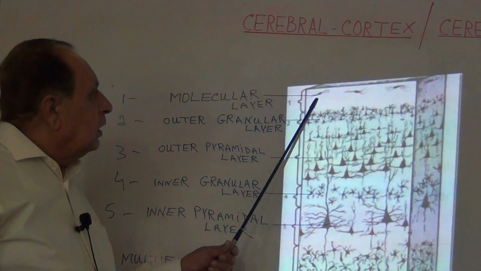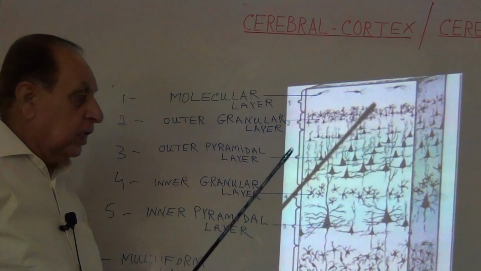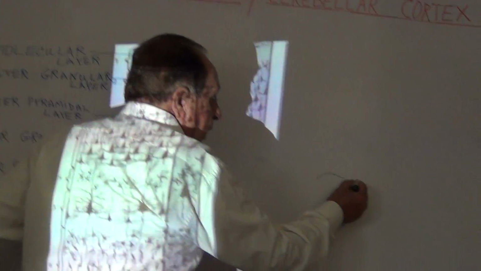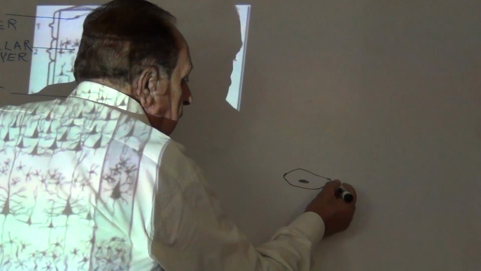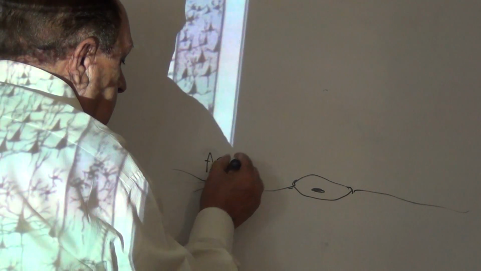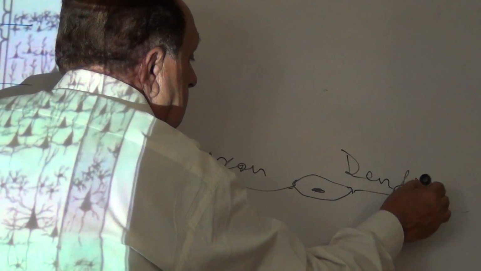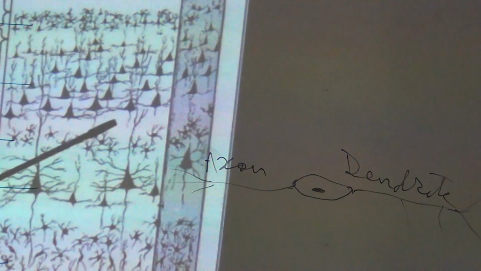In the molecular layer there are cells present, called the horizontal cells. The horizontal cells are present in the molecular layer, having a flattened horizontal body, and an axon and dendrite. So the axon and the dendrites are present horizontally.